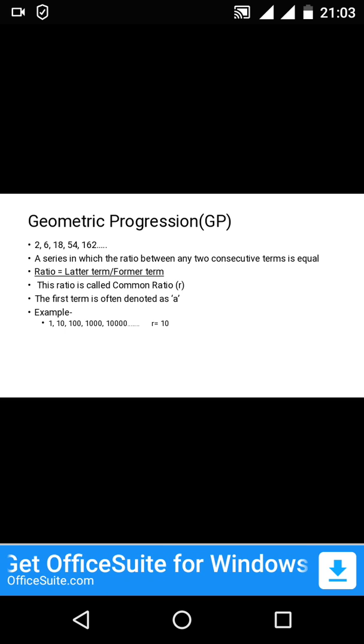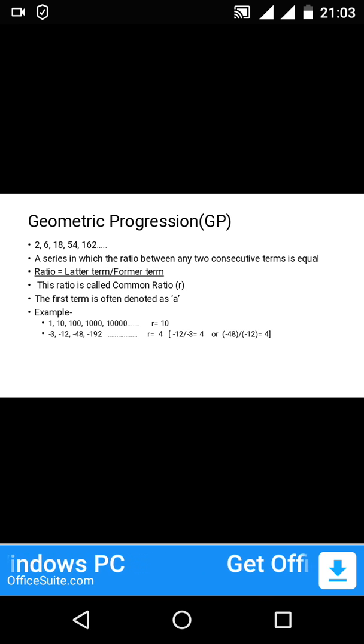Let us take some examples. 1, 10, 100, 1000 and 10,000. What is the common ratio r? 10 by 1, 10. 100 by 10, 10. 1000 by 100, 10. 10,000 by 1000, 10. So basically the common ratio is 10. It is a geometric progression because the ratio is the same throughout the series.